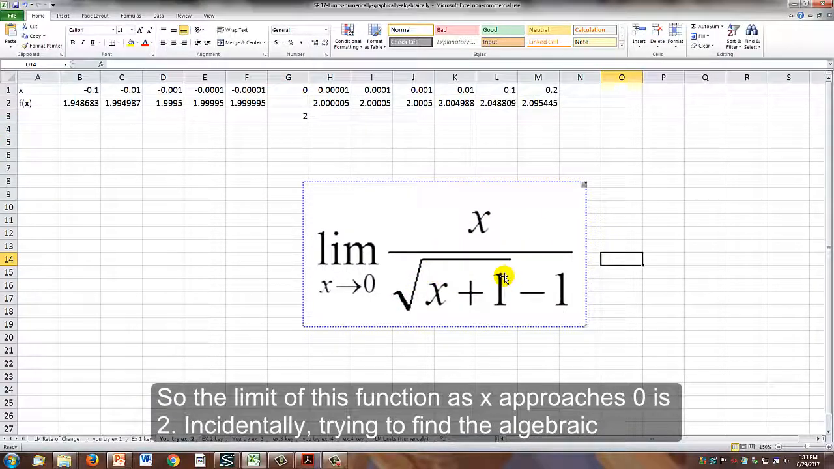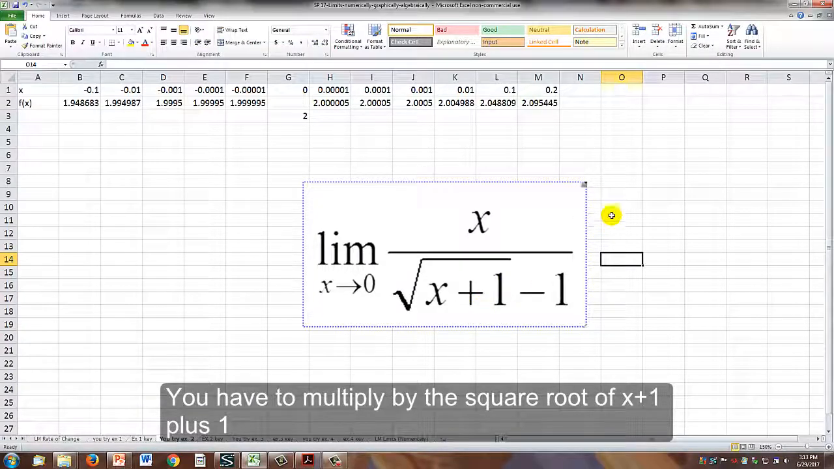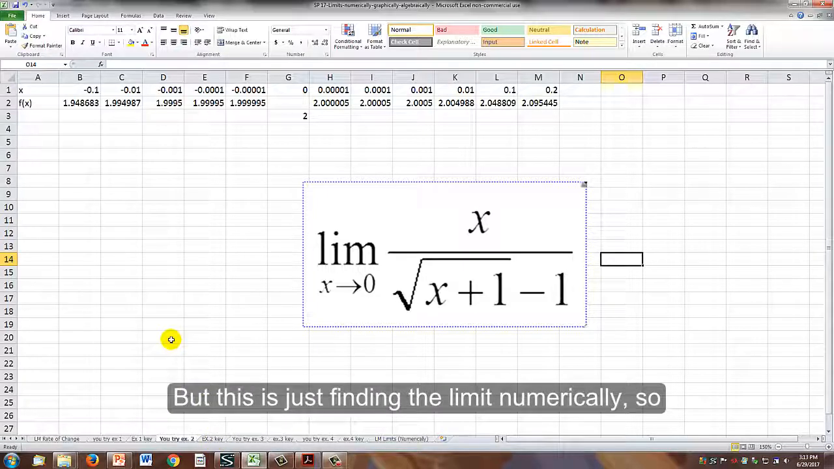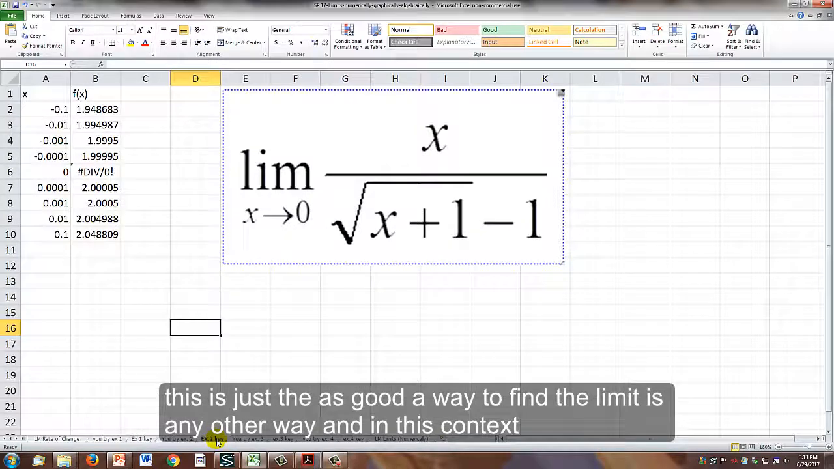Incidentally, trying to find the algebraic limit would be difficult. You would have to multiply by the conjugate of the denominator. You would have to multiply by square root of x plus 1 plus 1 over square root of x plus 1 plus 1. And then you would be able to evaluate. But this is just finding the limits numerically, so this is just as good a way to find the limit as any other way in this context.